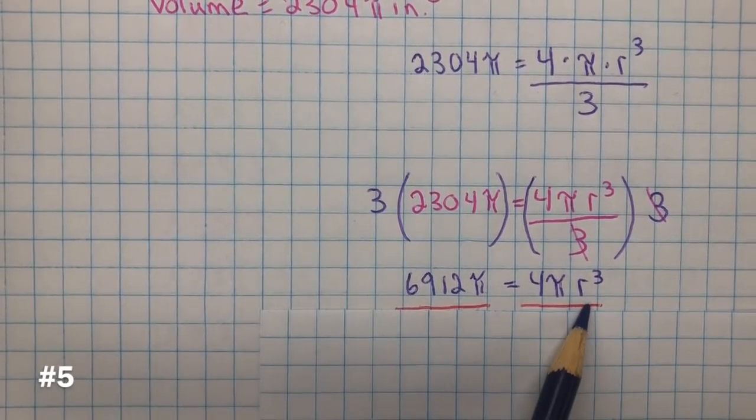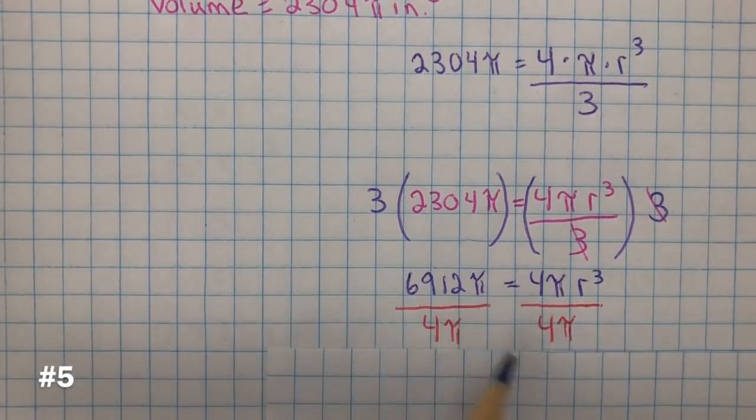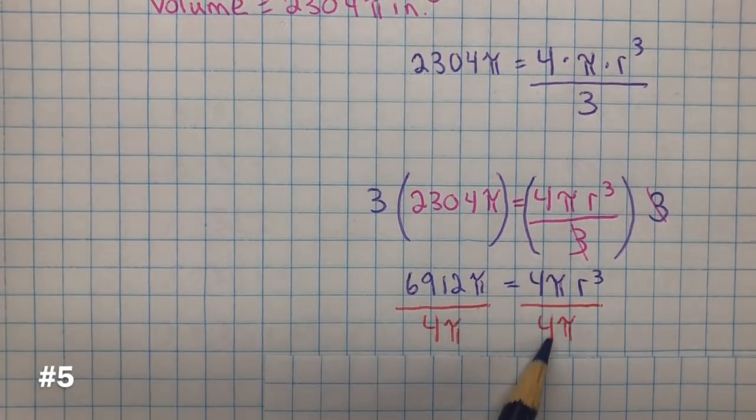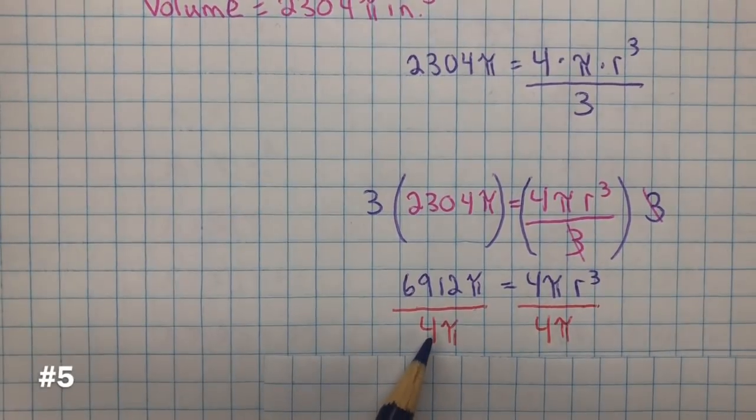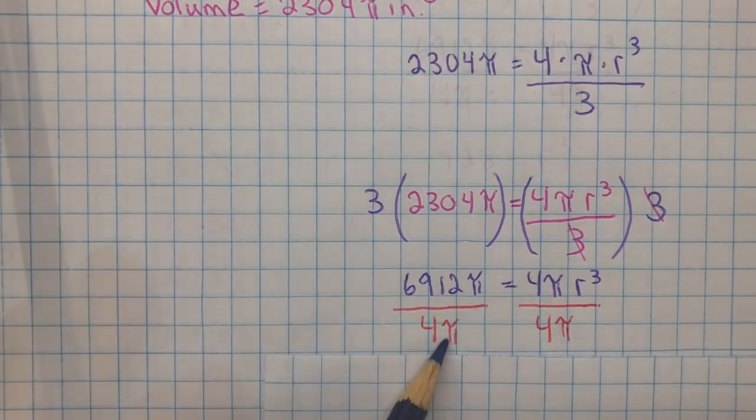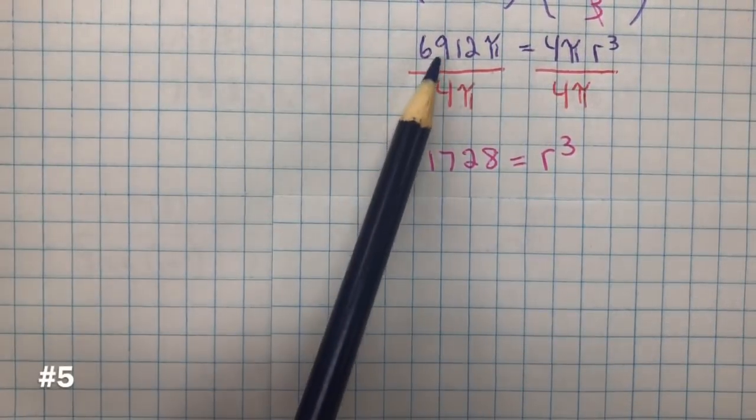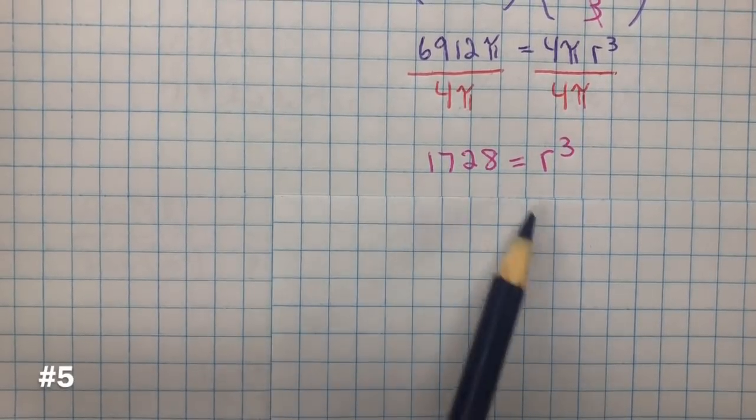Still don't have r by itself. Now I'm going to divide this right side by 4 pi. 4 divided by 4 is 1. Pi divided by pi is 1. So this is a big 1. And what you do to one side, you do to the other. And on the left side, pi divided by pi equals 1. So those cancel out. 6,912 divided by 4 is 1,728.